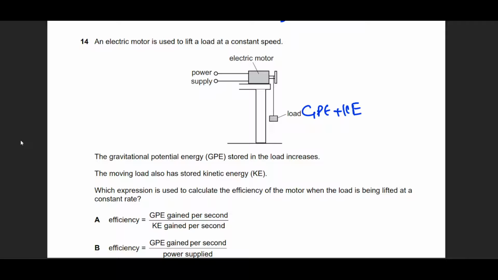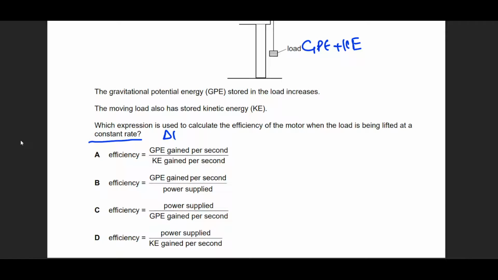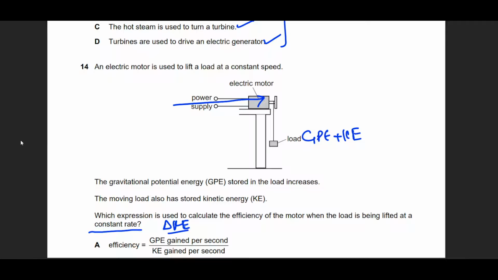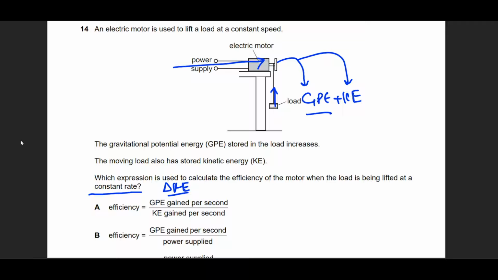Okay, fine. Which expression is used to get the efficiency of the motor when the load is being lifted at a constant rate? When it is moving at a constant rate, the kinetic energy is not changing anymore, which means that whatever energy you were supplying is only converting into gravitational potential energy as it is being lifted up. It is not spending its energy to give something to kinetic energy, which means that at this exact moment, the output energy is gravitational potential and the input energy is electrical energy.